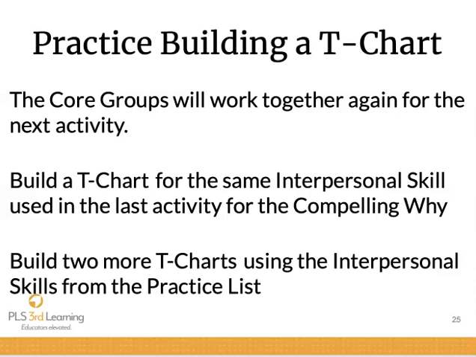You will take turns building a T-chart for the same interpersonal skill that you used in the previous activity for the compelling why. One person teaches by asking for looks like and sounds like examples of the skill. The rest of the group responds. Alternate teaching and responding. If time permits, pick a new interpersonal skill from the list at the top of the page and go around again. Jot down any questions, concerns, or important concepts that need to be discussed with the whole group when the activity is over. This should not take more than 15 minutes.